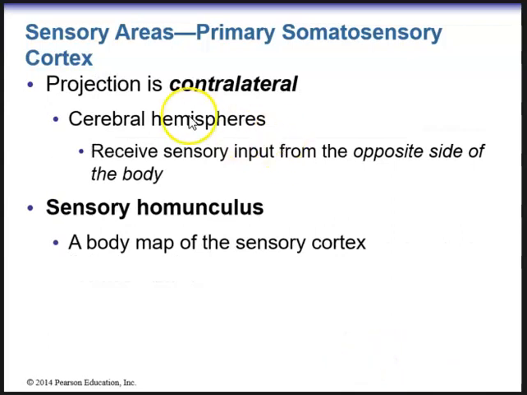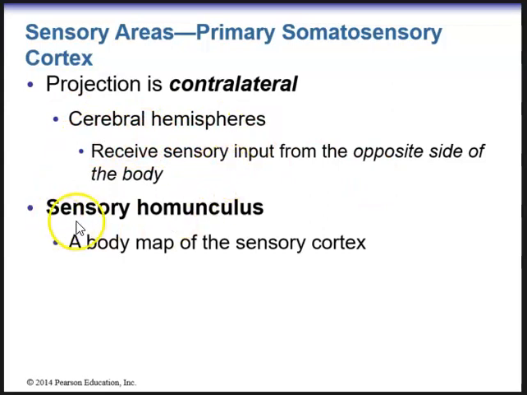Now, projection is contralateral. What does that mean? It means it's on the different side or opposite side. So the cerebral hemispheres will receive sensory input from the opposite side of the body. So for example, if something's going on in my right foot, the left cerebral hemisphere will receive that information.